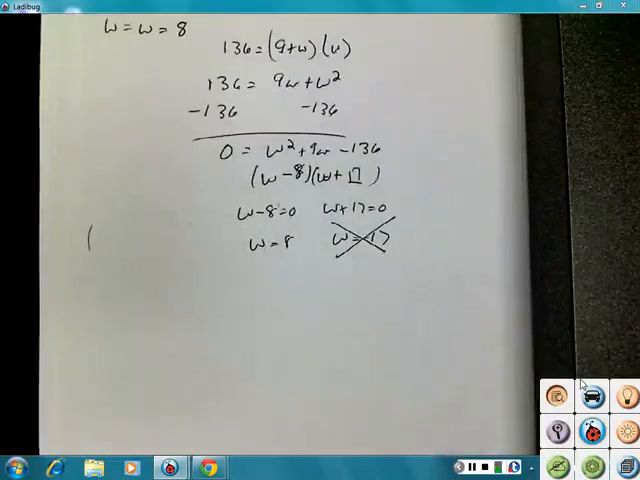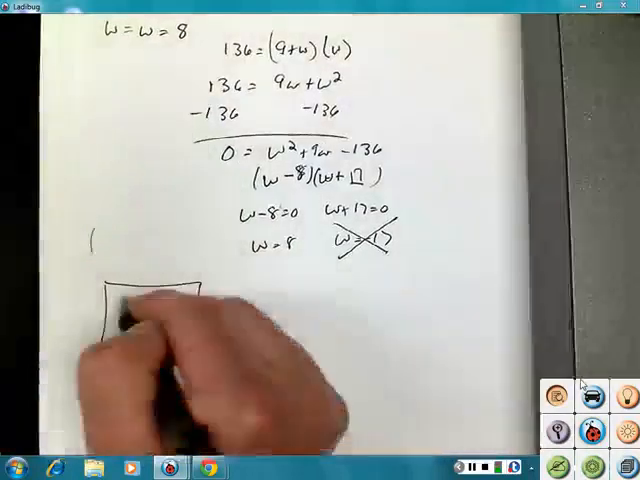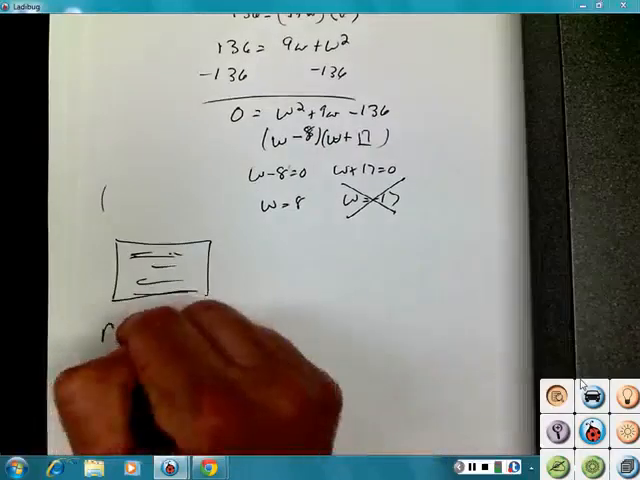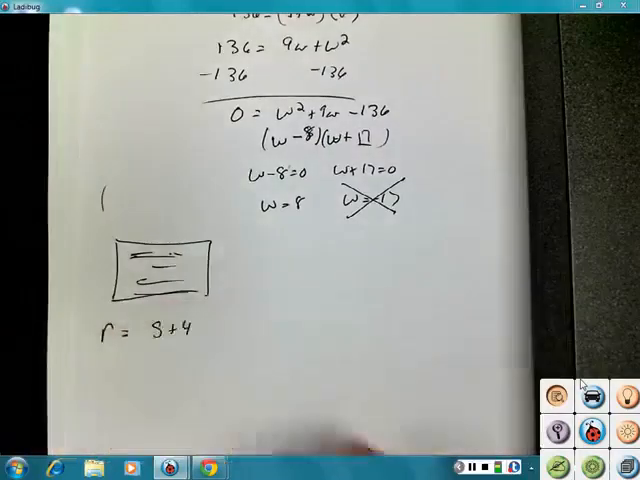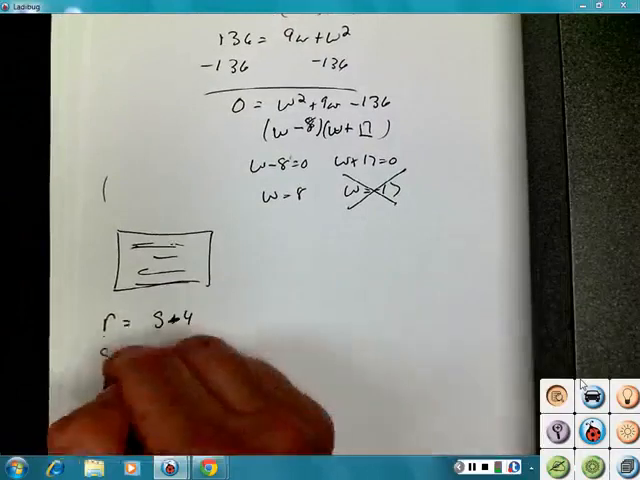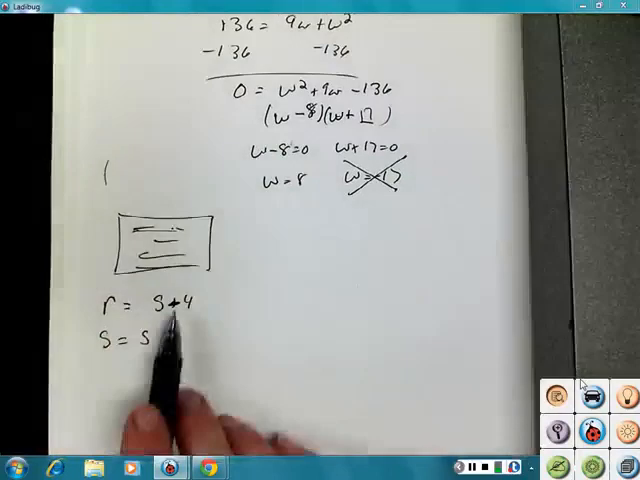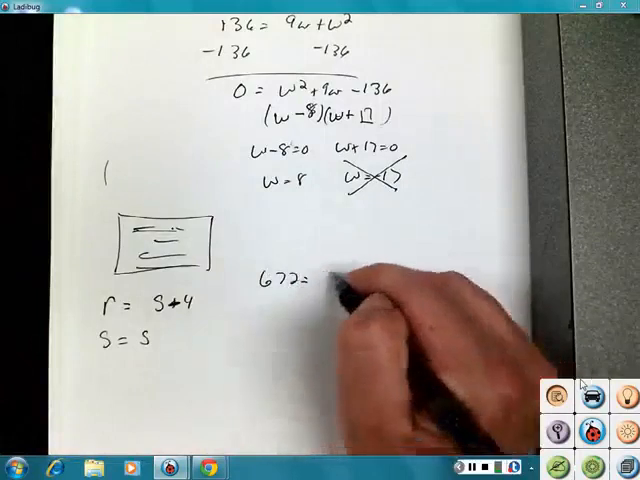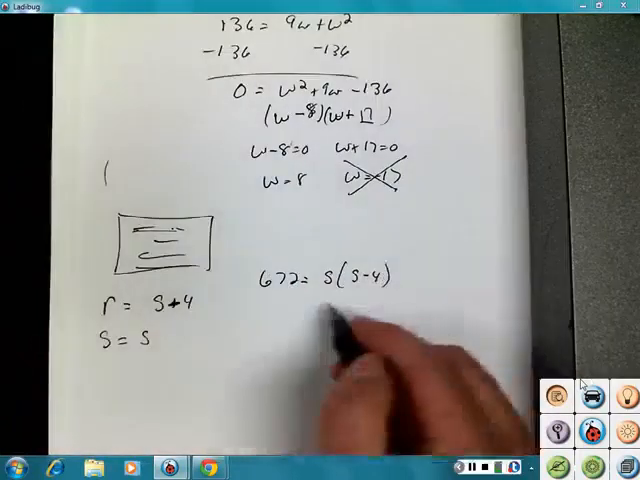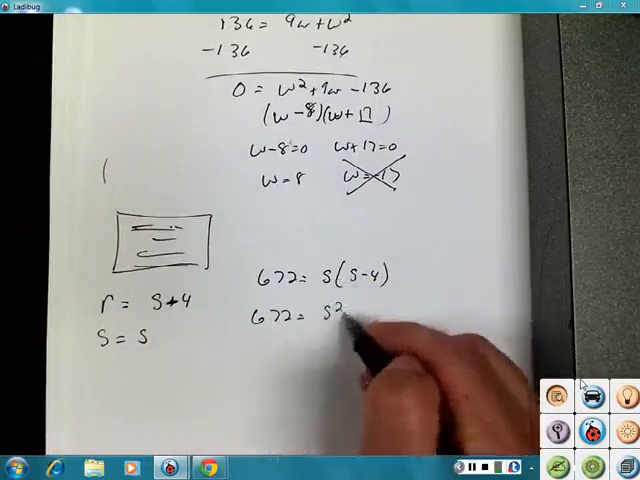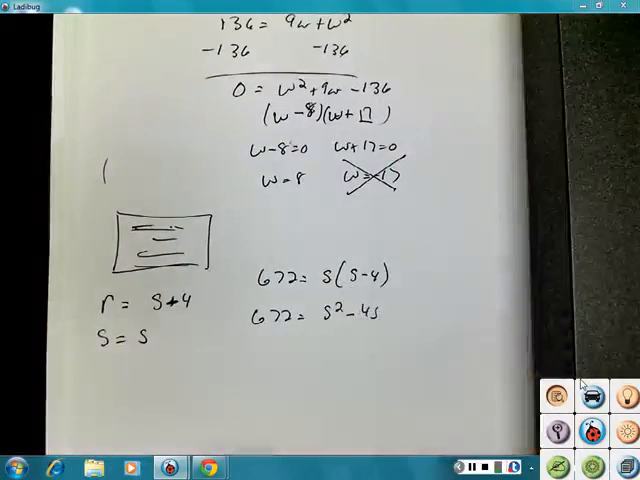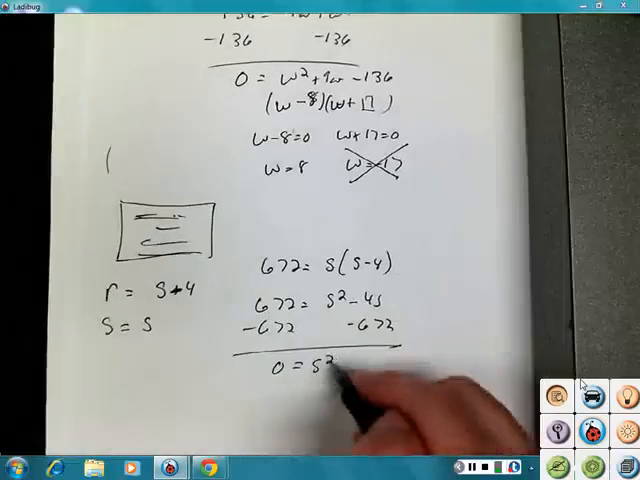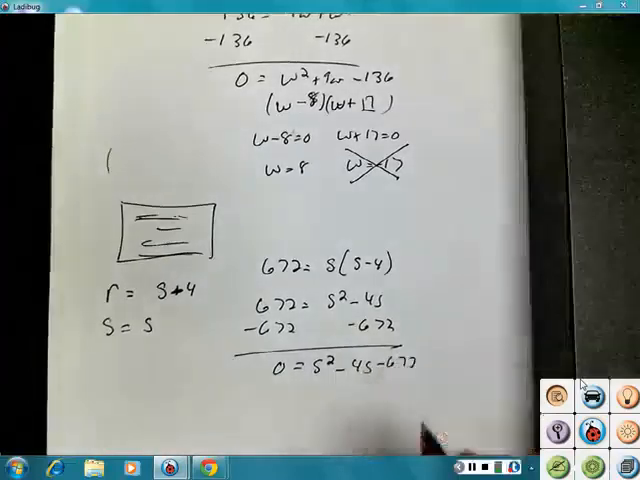And 82 is the theater one. If you have a theater, it's got rows going this way and seats in those rows. It says the number of rows is 4 less than the number of seats. Seats minus 4 is what my row is, and seats are just S. And since rows times seats gives me my number of seats, I have 672 is equal to the seats times the rows. And so I get 672 is equal to S squared minus 4S. Move my 672 over. And I get 0 is equal to S squared minus 4S minus 672.